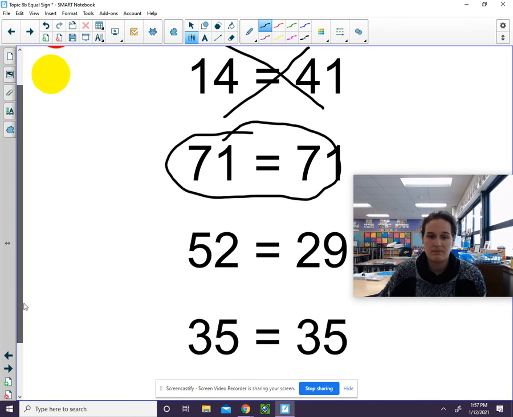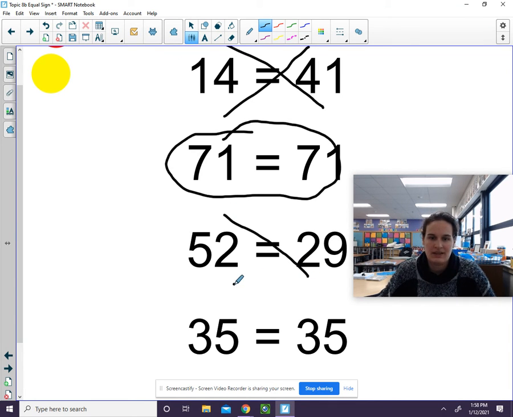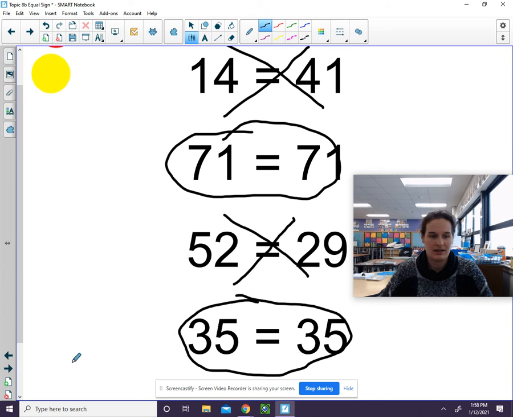Let's take a look at this one. 52 equals 29. Well, we're going to think 52 is the same as 29. Is that true? No, it's not. Okay, on this last one, again, give me a thumbs up or a thumbs down, actually. Is 35 equal to 35? We can read it as 35 is the same as 35. Ding, ding, ding. That's true. Those are the same numbers on both sides.